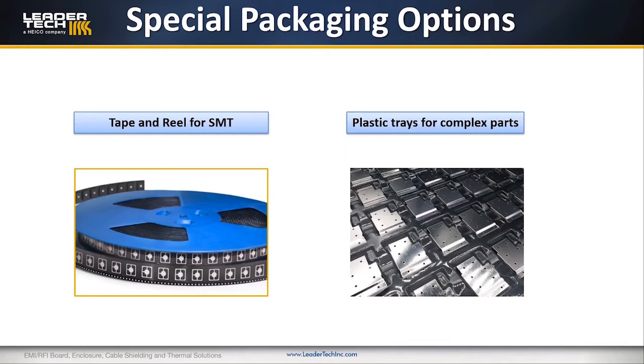If a shield is very complex or larger and it won't fit in tape and reel, we like to put them in a plastic tray. So you can see on the right that this is a thermoformed plastic tray. And what that does is it helps protect the part in shipping. Again, the shields are generally somewhat fragile or delicate. So we have to make sure that they make it to you intact.